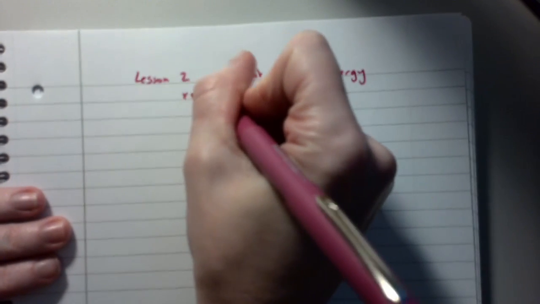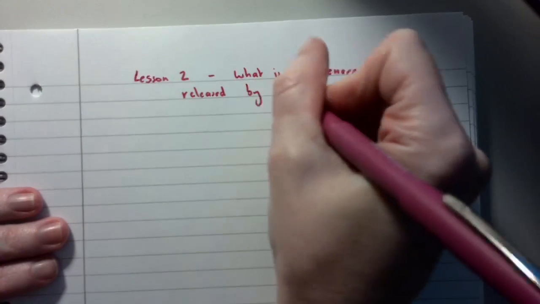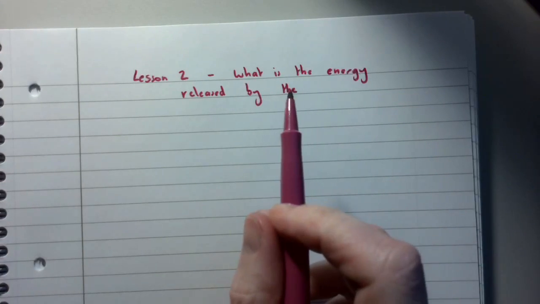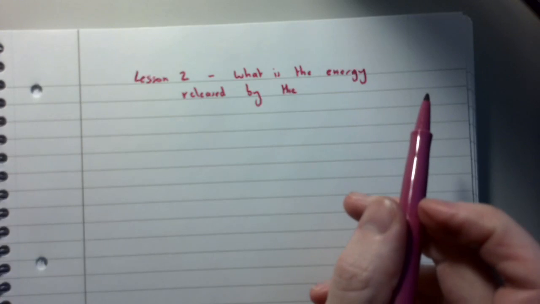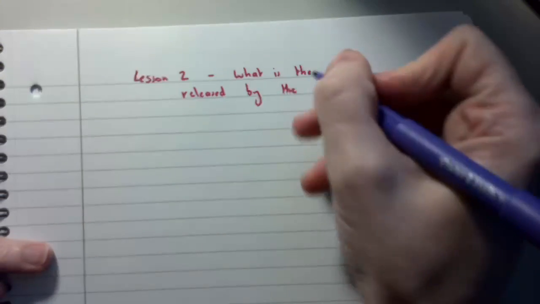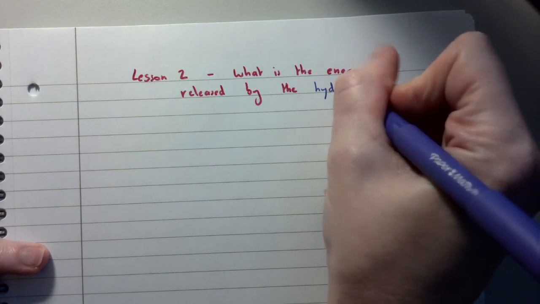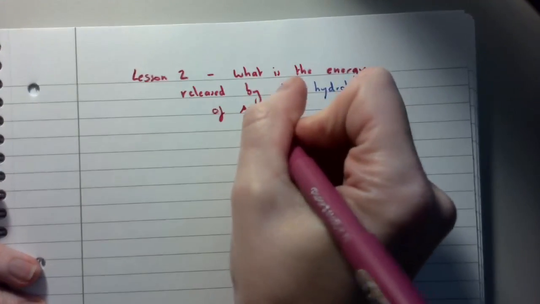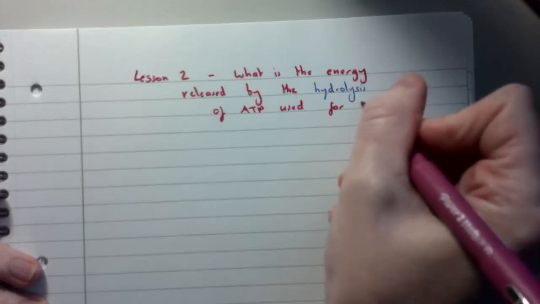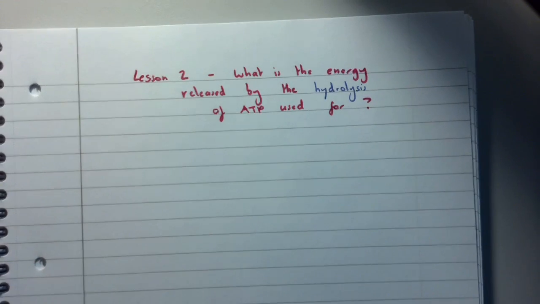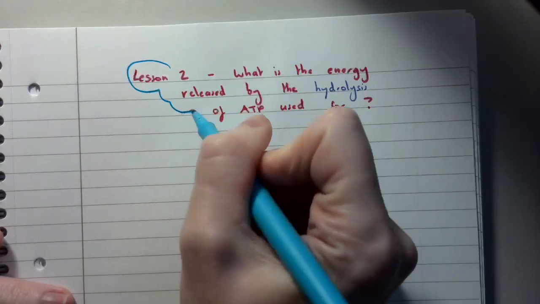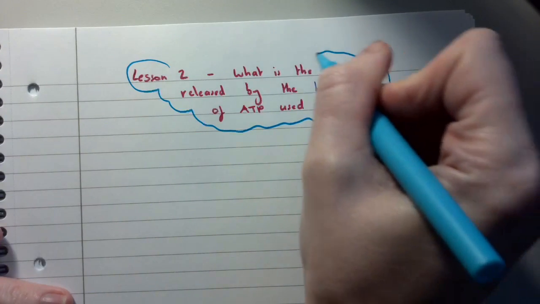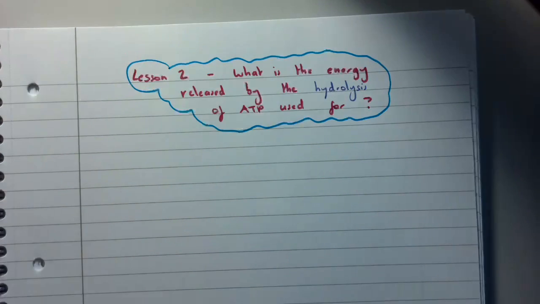released by, and remember when we talked about in our last lesson breaking down ATP into ADP and Pi, that reaction is called hydrolysis, and make sure you use that word because that's what they want you to say in the exam. So what is the energy released by the hydrolysis of ATP used for? And in reality there are loads and loads of uses of this energy, but I'm just going to give you a few that tend to be in most of the mark schemes that I've seen.